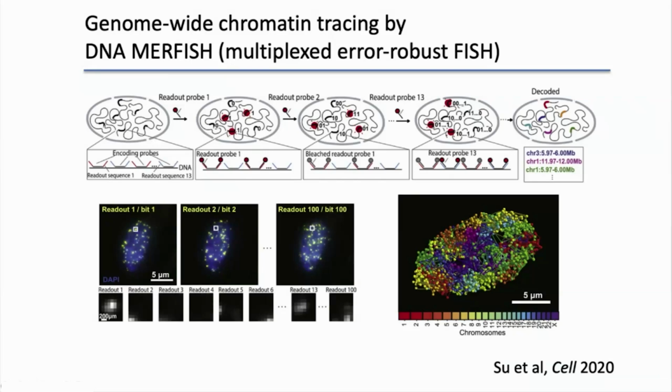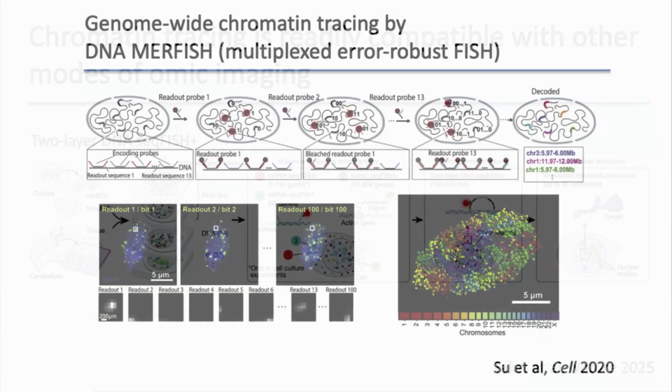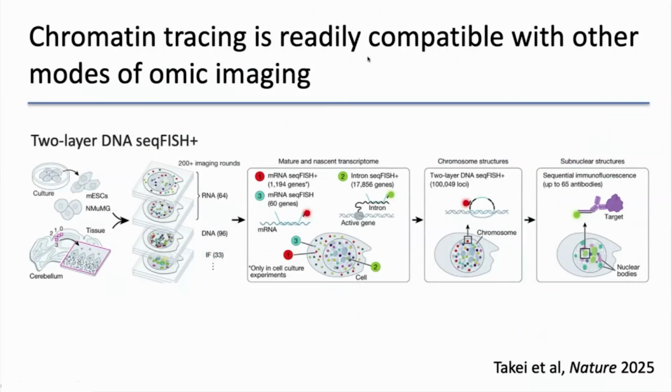An advantage of chromatin tracing, besides the fact that it directly traces the 3D folding of DNA, is that it's readily compatible with other modes of omic imaging. My lab actually introduced the first combined chromatin tracing together with multiplex RNA and protein imaging, a technique called MINA. And the latest development along this line is from Professor Lang Kai and his team, introducing 2-layer DNA-seqFISH+.